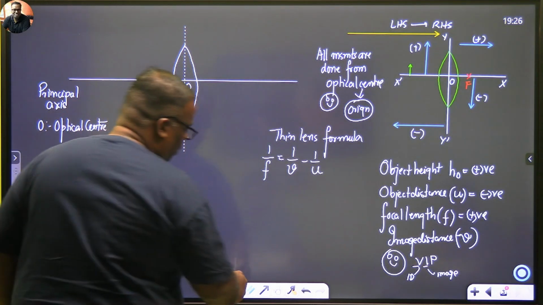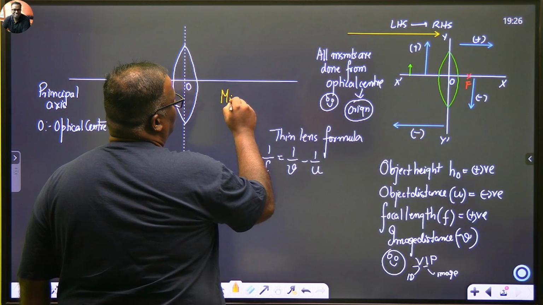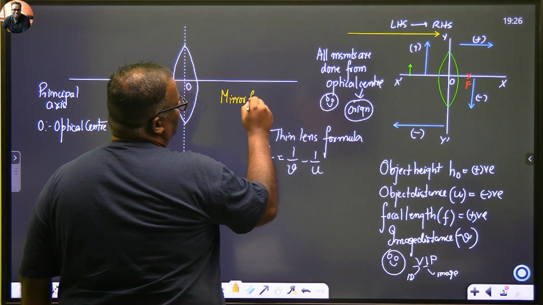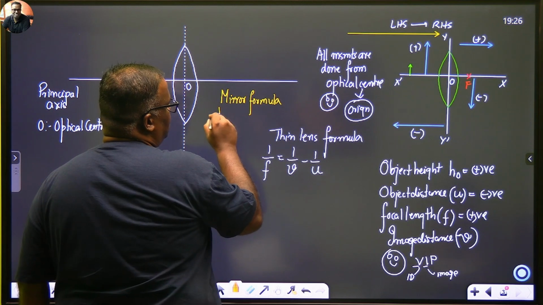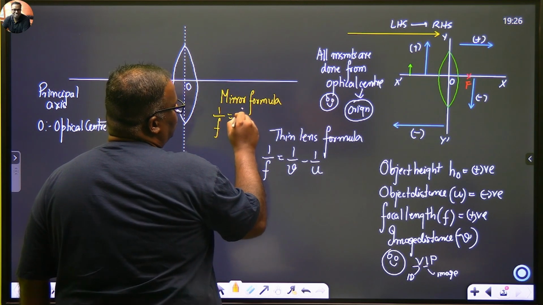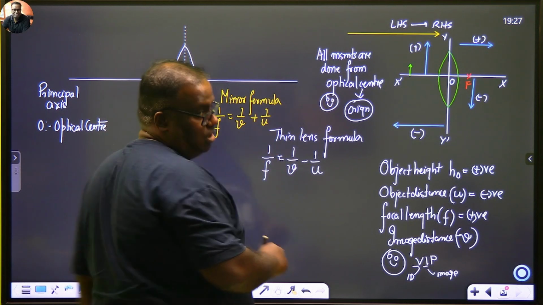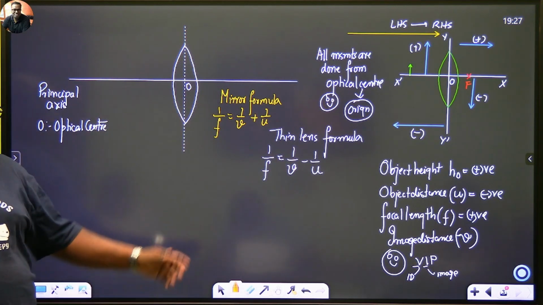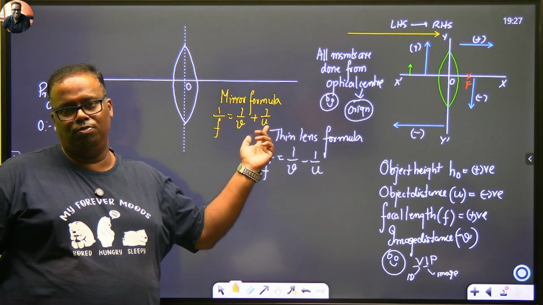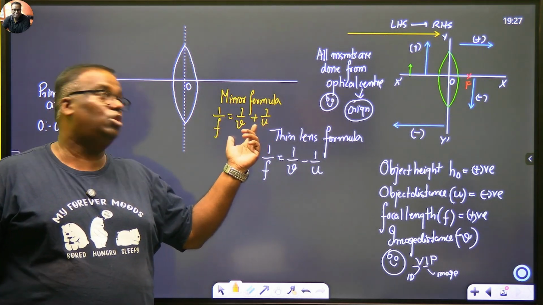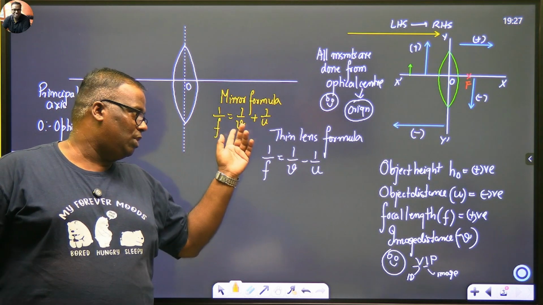Similar to this formula, we also have a mirror formula. The mirror formula is different. 1 upon F is equal to 1 upon V plus 1 upon U. Look, the beauty of this formula. In mirror, it doesn't matter whether you put 1 upon U first or 1 upon V first because it's an addition. But the protocol we will maintain is VIP. V comes first. So it's always 1 upon V.